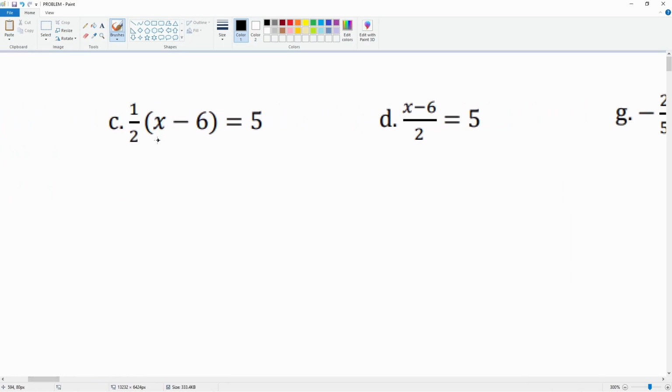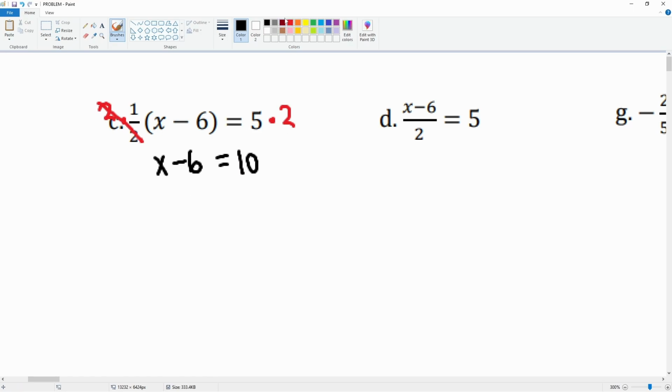Next here we have C, 1/2 parentheses x minus 6, close the parentheses, equal to 5. We have a divide by 2 here, so we're going to multiply by 2. 2 on top, 2 on bottom will cancel, leaving you with just an x minus 6 on the left-hand side. Bring down the equal sign. 5 times 2, which is 10.